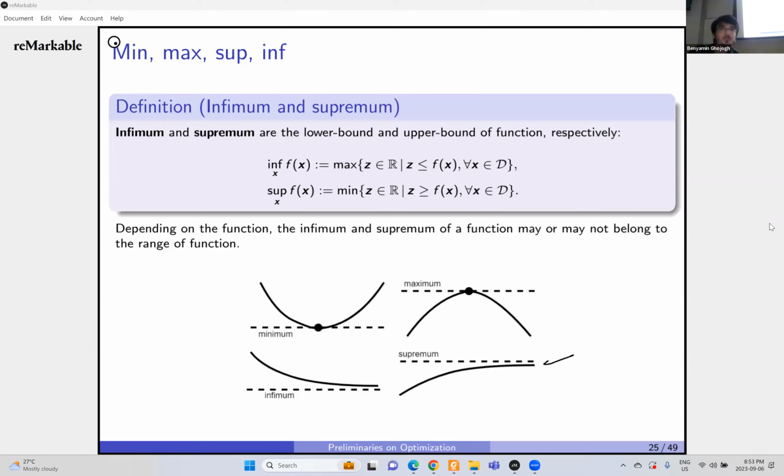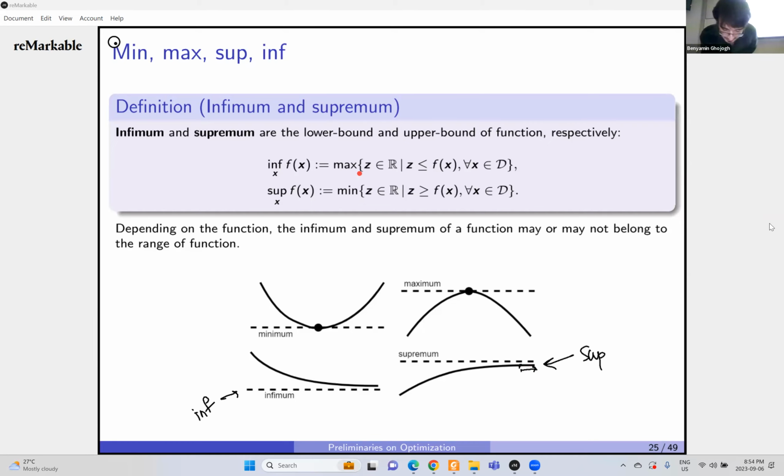Does this function with an asymptote have any maximum? It never reaches the maximum. If you say this point is maximum, no. If you go further, you'll see a function value higher than that. You never reach it, right? Then we don't call it maximum. We call this supremum. What if you have an asymptote in this way? It's going down, but it never reaches the minimum. Then this is called infimum.